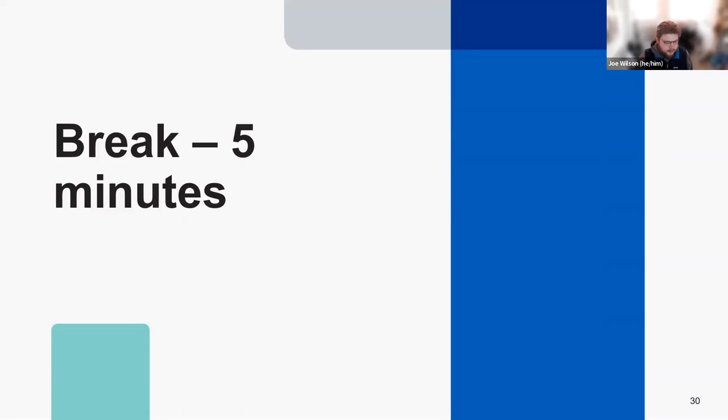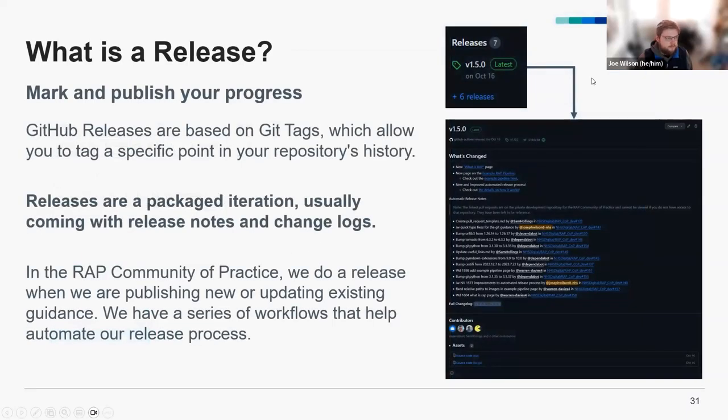To finish up, the next thing is we're going to explore what releases are quickly. If you're not familiar with what releases are, they are a nice feature provided by GitHub, based on something called Git tags, and basically they allow you to mark and publish your progress. Git tags allow you to tag a specific point in a repository, and then GitHub releases build on top of that. So you can think of releases as a packaged iteration.